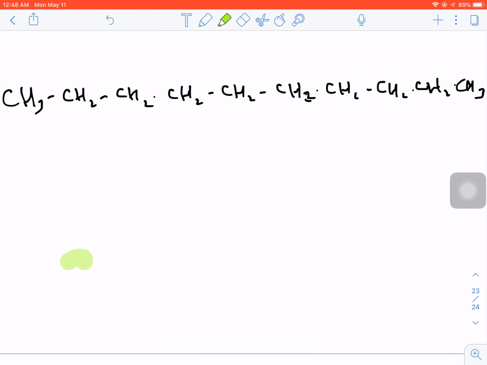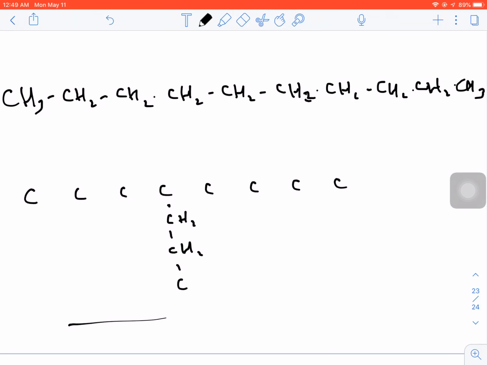4-propyl octane. Octane is 1, 2, 3, 4, 5, 6, 7, 8. There's my 8 carbons. I have a 4-propyl. So on the 4th carbon, there's my 4th carbon there. I'm going to put a 3-carbon branch, CH2, CH2, CH3. And now I'm going to fill in the hydrogens along the chain.